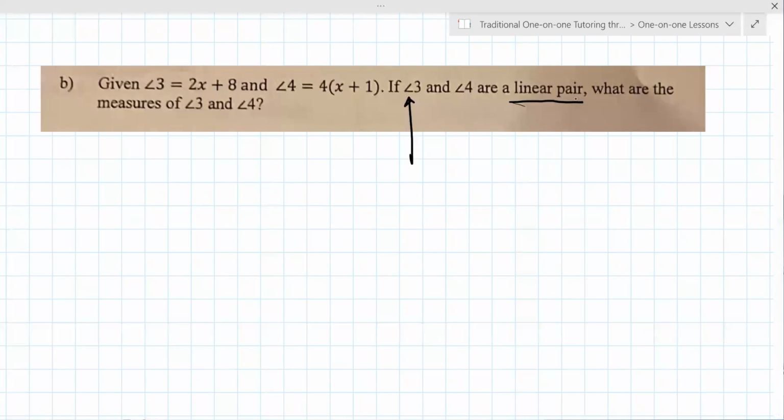Do you remember what a linear pair means? I think I heard of it, but it looks like I forgot what it is. Okay, so let me draw a picture.